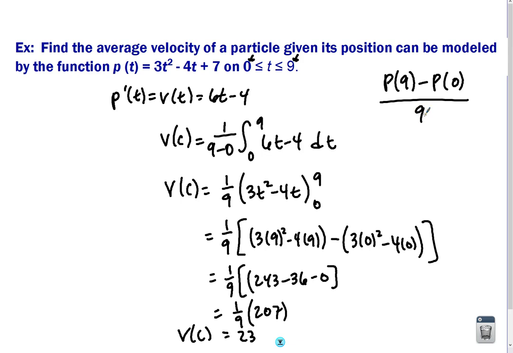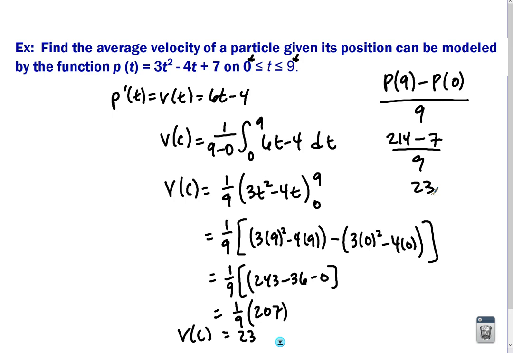So P of 9, whatever that is, well, that was basically this plus 7, so 214 minus 7 over 9. Oh, that's also 23. Oh my gosh, I could have just done it that way.